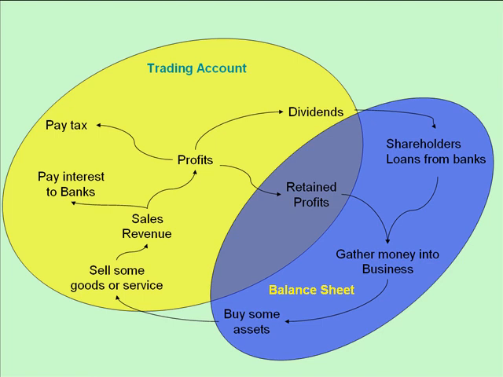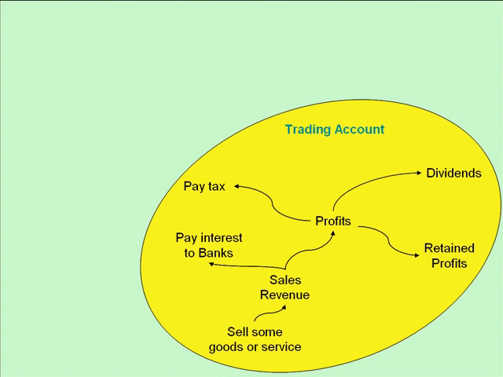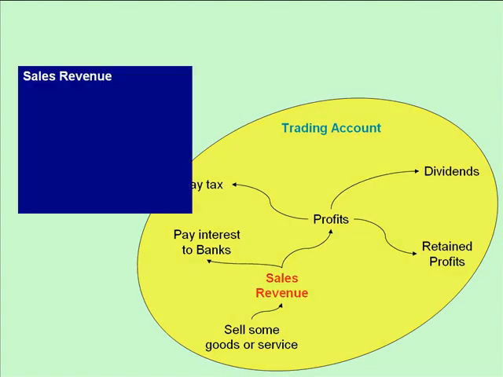We can now look at the other side of the business cycle, the trading account. And this is to do with the activities of the business. So we start off looking at the sales revenue. What money have we got in for the goods and services that we've sold? And the first thing we do is take away from that the costs of the goods sold. So we work out the actual costs attributable to producing those sales.